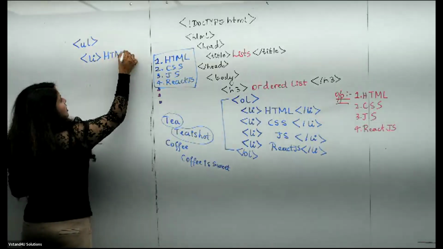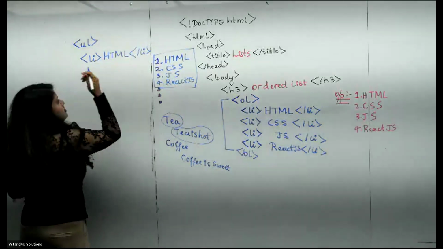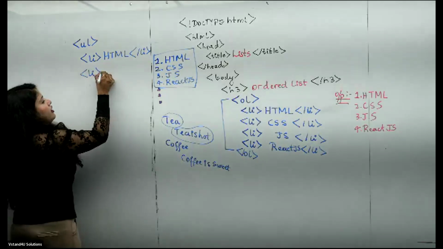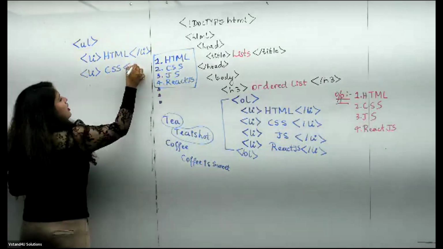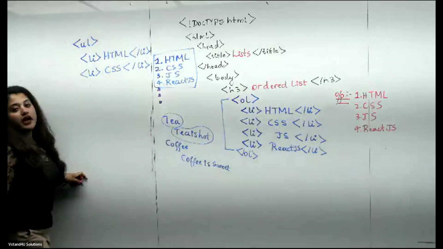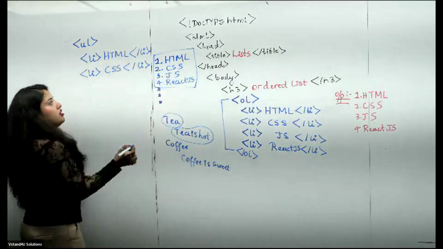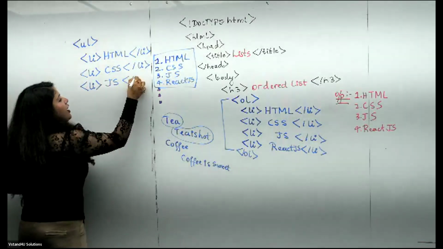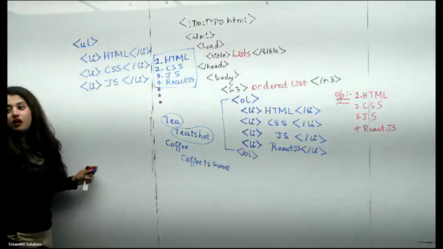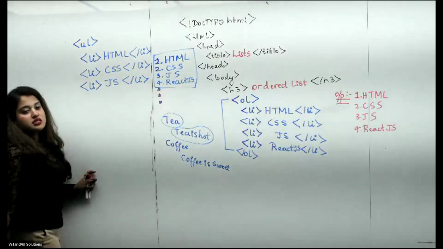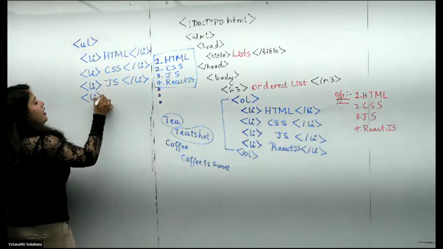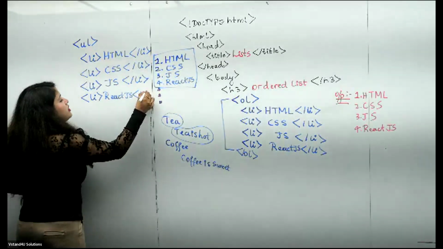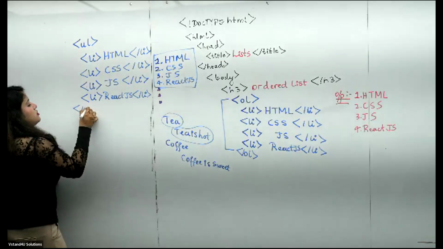So I will write it as HTML. Then I will close this list tag. Next, my second list element, again I will write li and I will take it with CSS and I will close this list items tag. Next one I have JS. Again I will open the list item. I will write JS and I will close this li tag. Done. Again, what is left out? The last one is React JS. I will write li and I will write something called as React JS and I will close this li tag and let me close this ul tag.